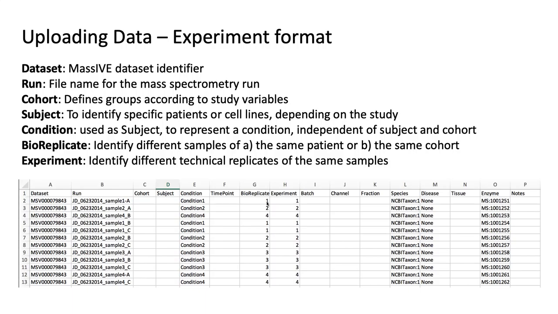Okay, so in this case, these are the definitions that we'll use for this particular experiment, where there are four different conditions, and they were run in triplicate. So there's sample one, three of them, and then there's A, B, C, and that is shown here, condition one, and then all the same bioreplicates, but different experiments run on those.